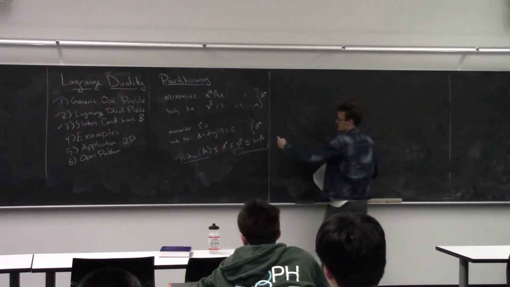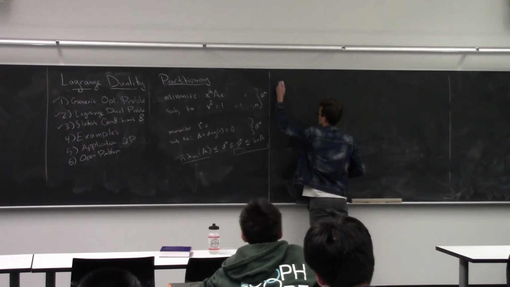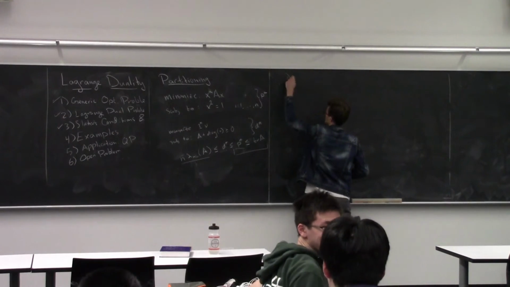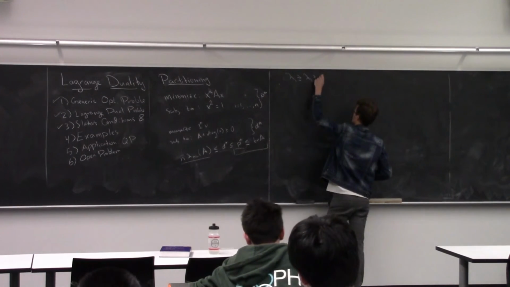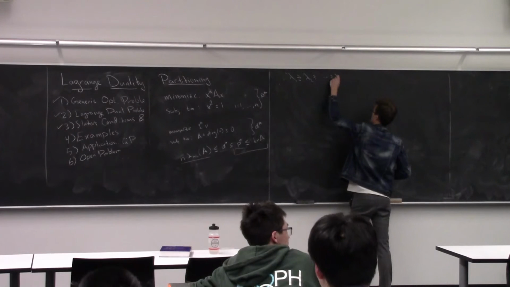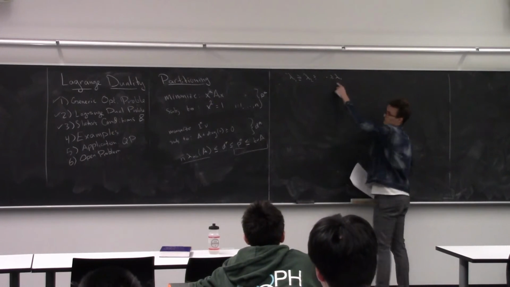So if we write this out, what this says is, I'm going to write the eigenvalues of A as lambda 1 greater than lambda 2 greater than ... lambda n. Okay? So this is the smallest eigenvalue.